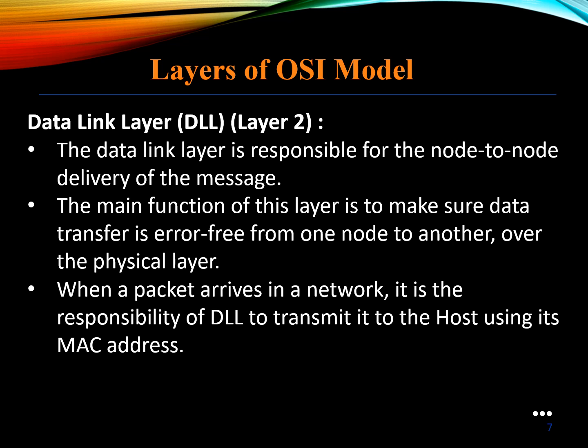The second one is the data link layer. The data link layer is responsible for the node-to-node delivery of the message. The main function of this layer is to make sure data transfer is error-free from one node to another over the physical layer. When a packet arrives in a network, it is the responsibility of the data link layer to transmit it to the host using its MAC address.